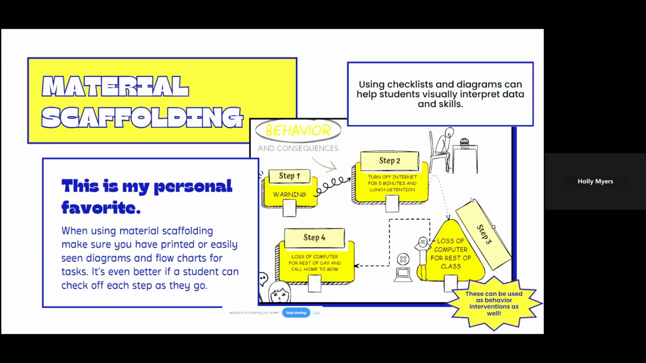So this is laminated. What you're seeing there, that behavior and consequence chart, is laminated in my classroom, and we use a dry erase marker and just check it off. I have a student that doesn't like to stay focused when he has a computer in front of him. So the first time I catch him, clearly a warning. If I catch him again, we're going to have lunch detention and I'll take the internet for 5 minutes. If we go any further, you see that we're getting more extreme. Then we're going to lose our computer for the whole class. Then we're going to lose our computer for the day and I have to call mom.